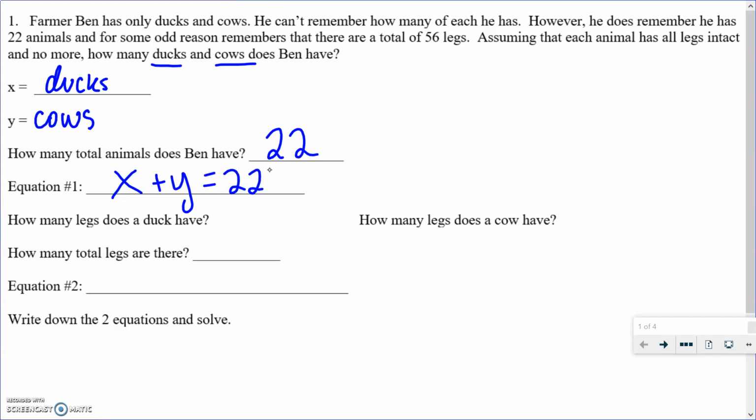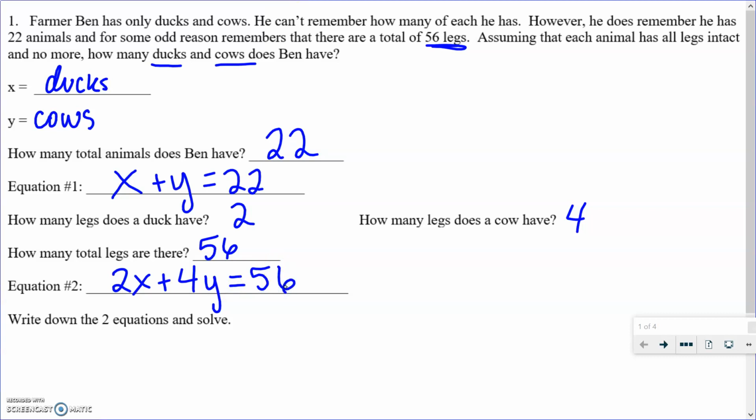Okay, then we need another equation because we're doing a system of equations. And there's more information in there, and it's going to have to do with the number of legs. So how many legs does a duck have? Well, ducks have 2 legs. And how many legs does a cow have? Well, they have 4. Okay. And then it says how many total legs are there, and it tells us that in the problem, which is 56. And so our second equation is going to be 2x plus 4y equals 56.